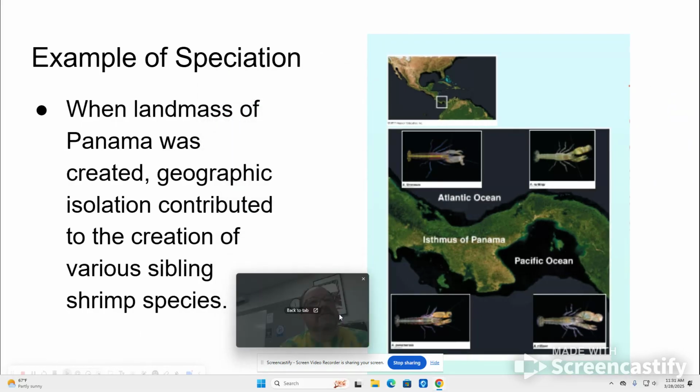Looking at some examples of speciation that's been documented. When the landmass in Panama separated the Atlantic and Pacific Oceans, that's definitely going to be geographic isolation, right? So you have these populations that are physically cut off from one another. So these shrimp species have been reproductively isolated, and they've been able to accumulate differences over time.